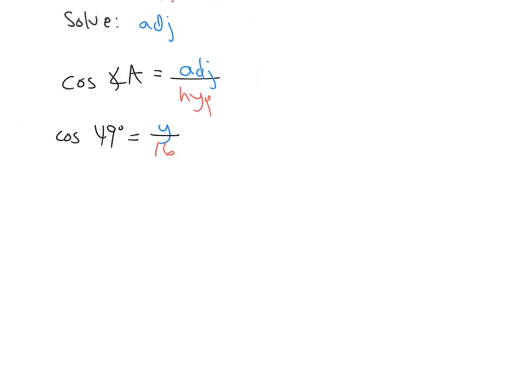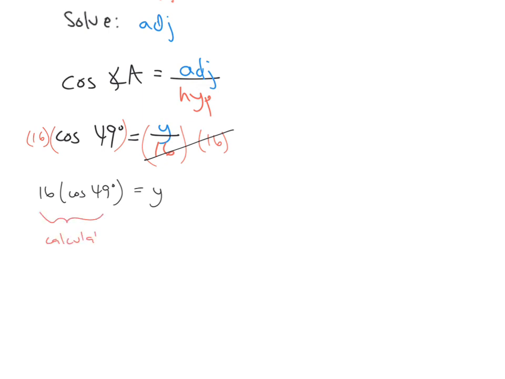All right, so again, doing the exact same procedure to solve. Multiply on both sides by the denominator, 16. My 16s on the right side will cancel out. And then what I have left on the left side is 16 times cosine of 49 degrees is equal to y. And again, this is what we will put into the calculator.